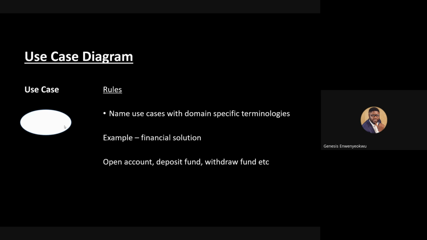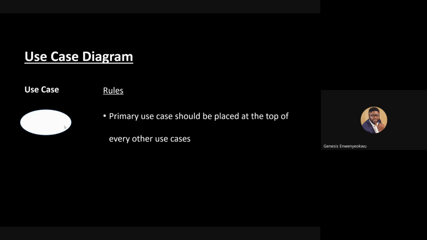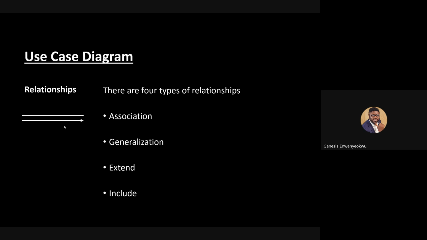is operating under. Okay. Now, another rule for use case is that most times there's what we call a primary use case. The primary use case is more or less like the very first use case that needs to be performed, right? And it is best practice. This is not a mandatory rule, but it is best practice for you to place it at the top of every other use case. So your primary use case, let it be at the very top of every other use case in your diagram. The next component we are going to look at as well is relationship.